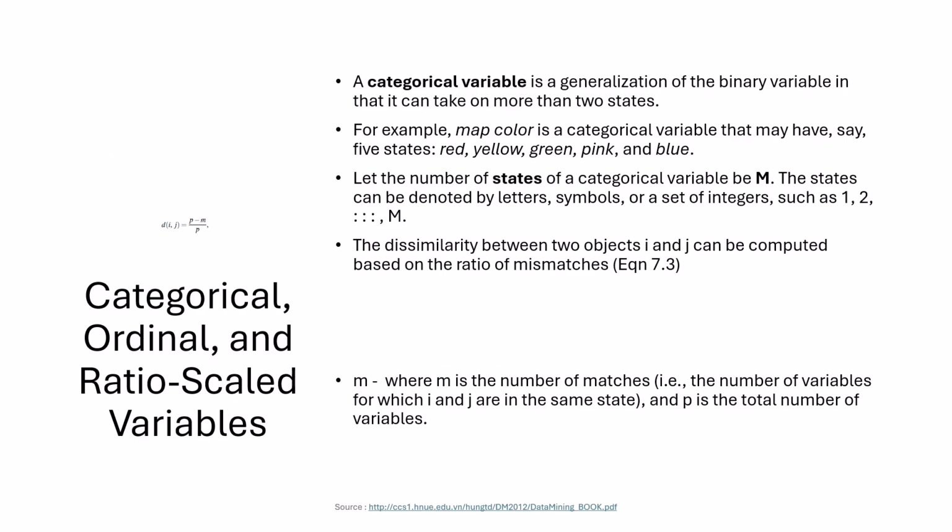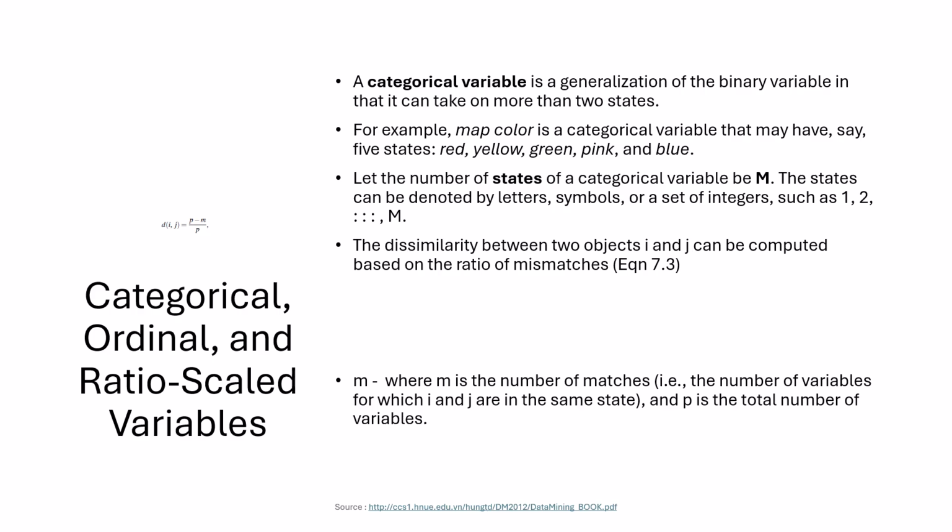A categorical variable is a generalization of the binary variable in that it can take more than two states. For example, map color is a categorical variable that may have, say, 5 states: red, yellow, green, pink, and blue. Let the number of states of a categorical variable be M. The states can be denoted by letters, symbols, or a set of integers such as 1, 2, up to M.